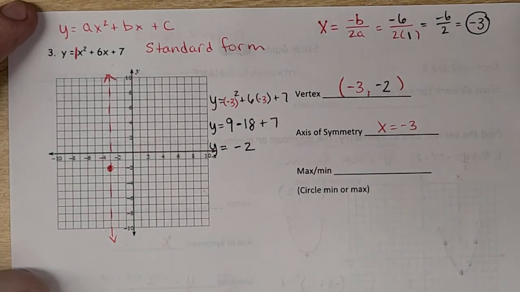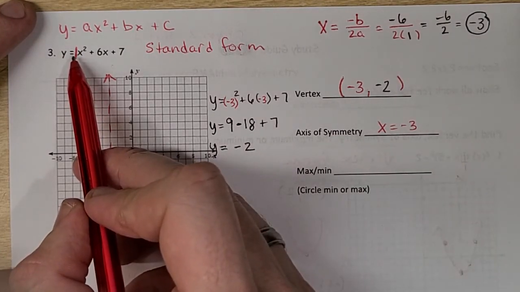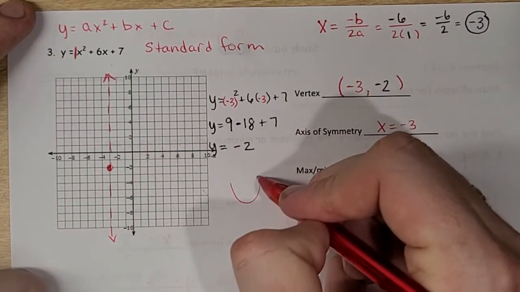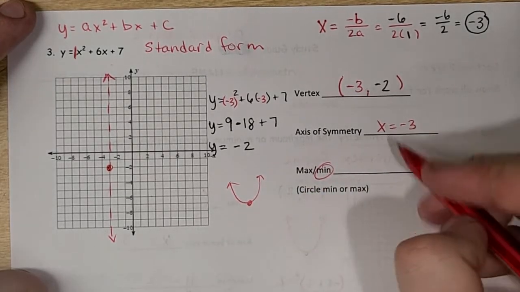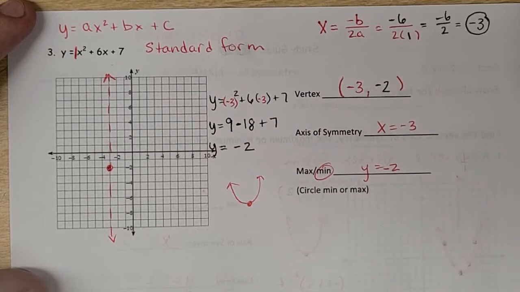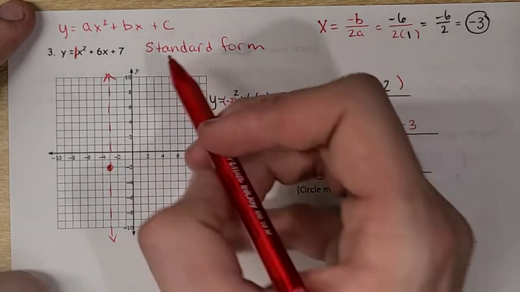You should also be able to tell me that this opens up because of my number in front. So that means that this is opening up. I'm going to have a minimum on the bottom, and the lowest y value is going to be at negative 2. Now to graph this, let's not get too complicated.